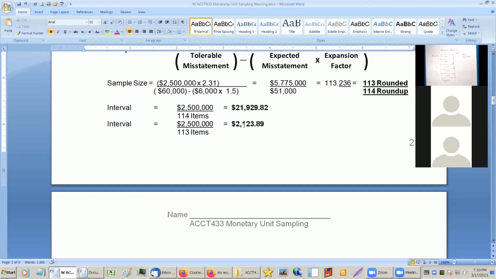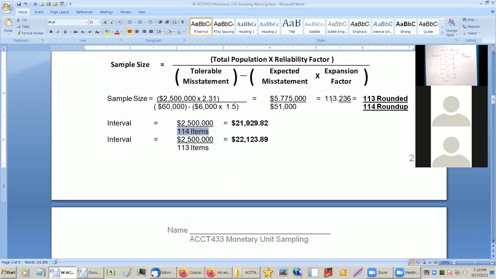Yeah, it's going to be pretty close. It's not going to be that much of a difference. Oh wait, I left 20,000 off it. So that'll be pretty close. But like I say, I would probably go with 114, because you don't want to go into court and say you rounded down.